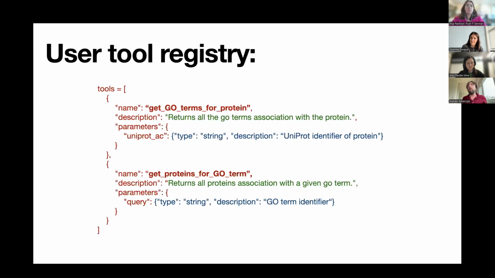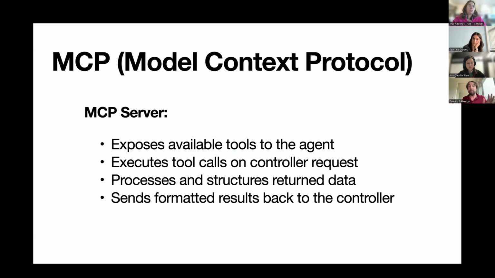How do we do it? We want something like a user tool registry. So for example, get the Go term for protein, and we want to communicate, hey, we have this list of tools. Please, if I ask questions related to these tools, please call them. And this is where MCP comes in. So basically, this is a protocol, but we don't mess with the protocol. We directly create the servers, which basically operate on this protocol, and it exposes the tools to the agent. It executes the calls that the controller gave us, and processes and structures the return data.